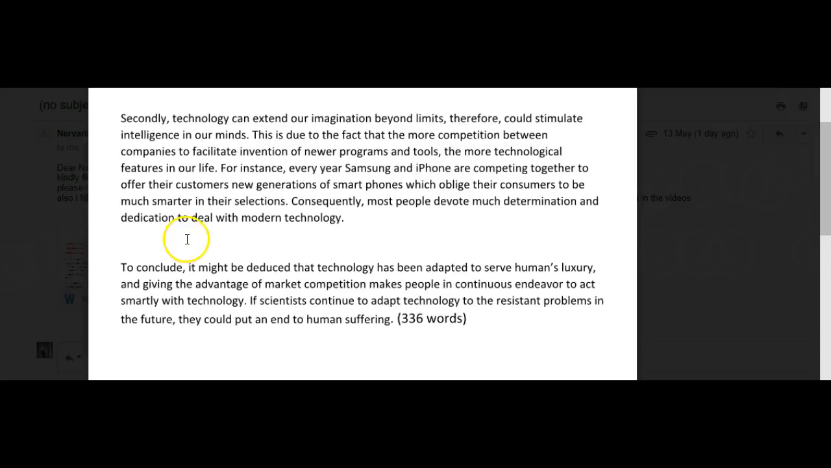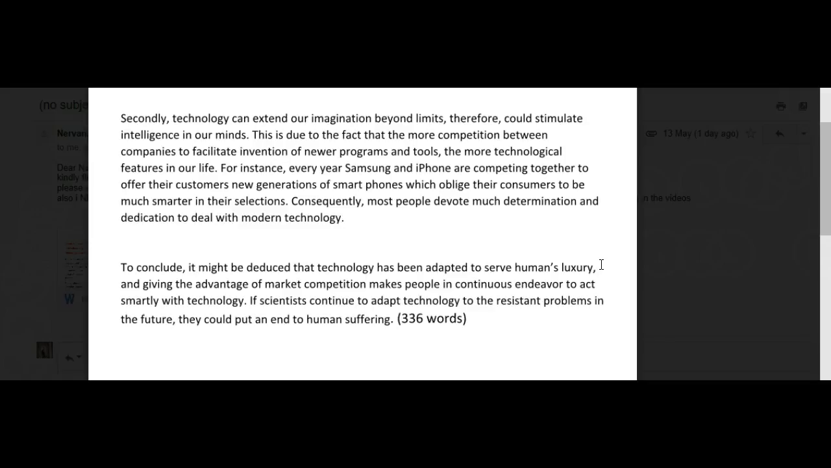You've gotten down the acronym, so let's go now to your conclusion. Hold on. To conclude, it might be deduced that technology has been adapted to serve humans' luxury. You can't really say this. This isn't a collocation that works. You can't say that something serves our luxury. Our desire for luxury, our need for luxury, yes, that would be acceptable.